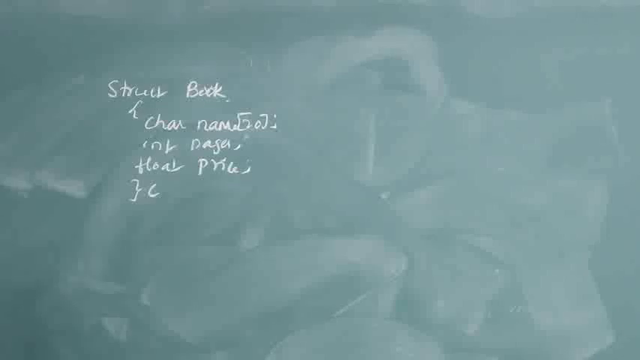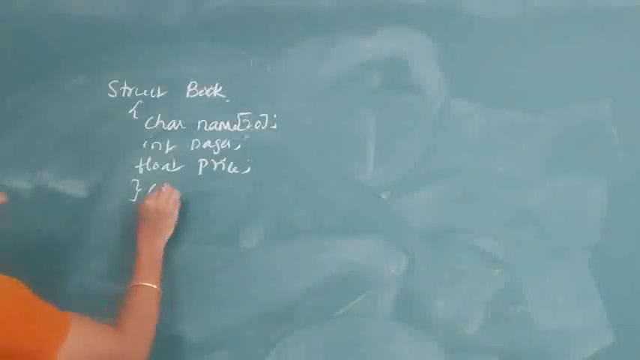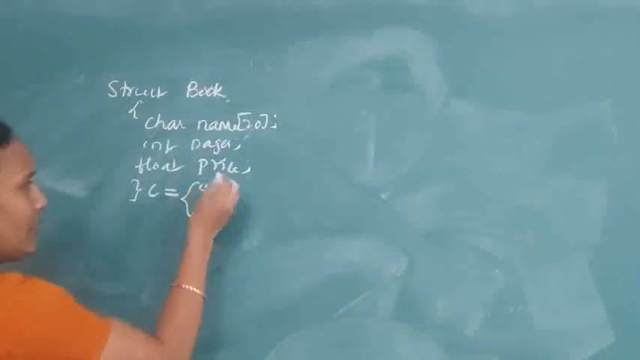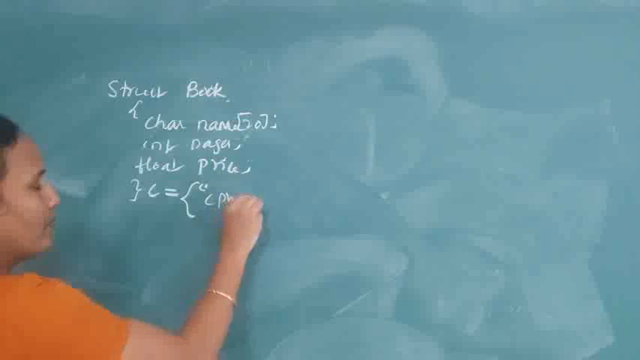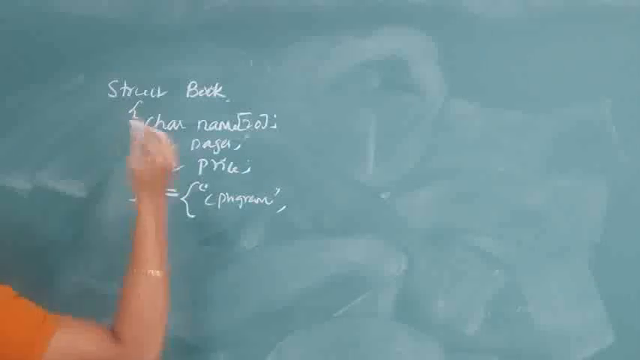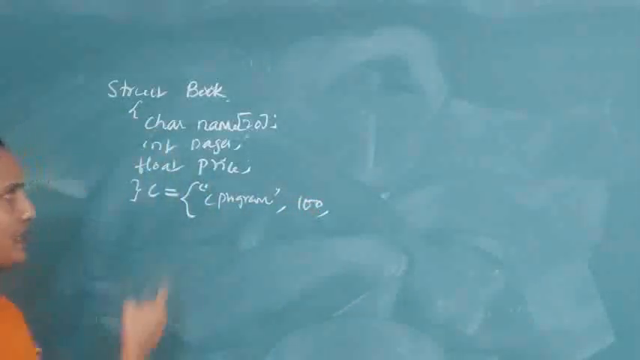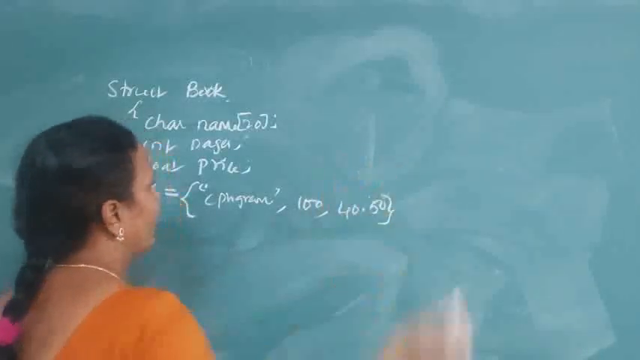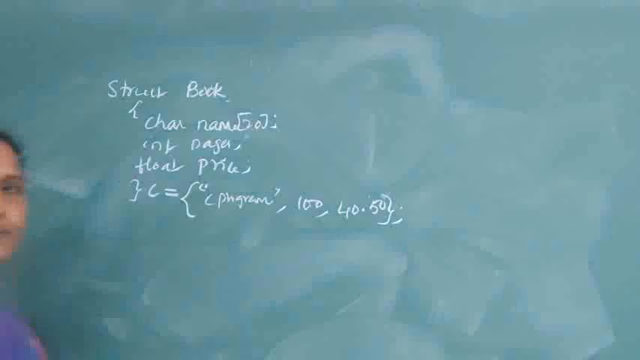So this is a variable, and the variable initialization in the same case. c equals name. For example, the name of the book: C, C++, you can give anything. For example, in double quotes, "C program", 20 bytes of memory allocated, comma, pages, for example 100 pages. Price of the book is 40 rupees, for example 40.5. Okay, that is the first one.